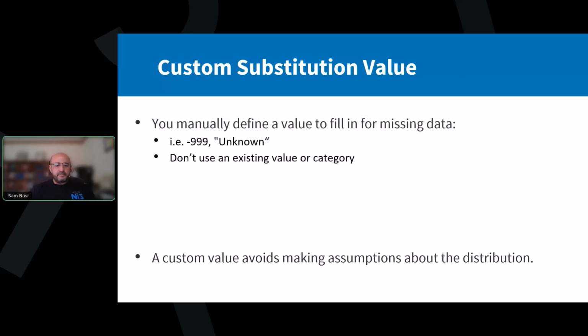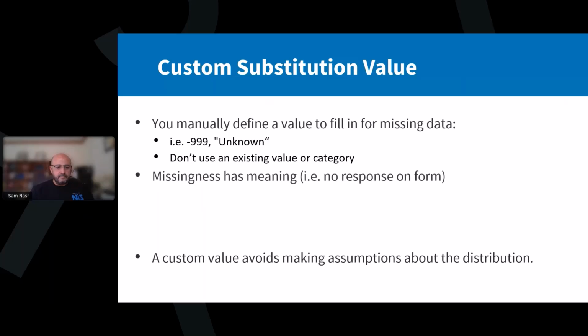When we talk about a custom substitution value, we talked about possibly fitting in a value that we're making up, something that is extreme, either a negative 999 or simply displaying it as "unknown", but at least filling in that verbiage. The key is we don't want to use an existing category. We want it to be something that is on its own and will be obvious that it's a new category. In some cases, we want to leave it missing.